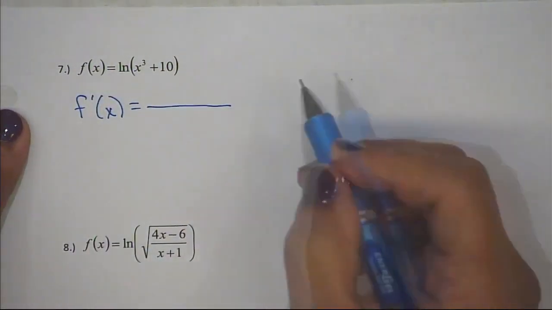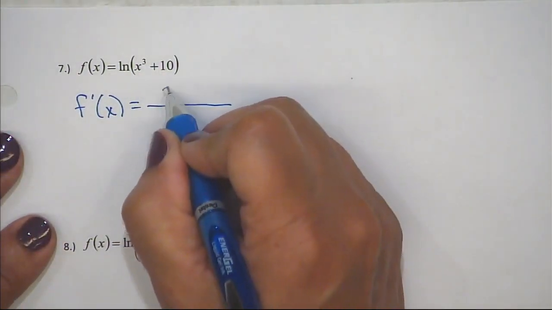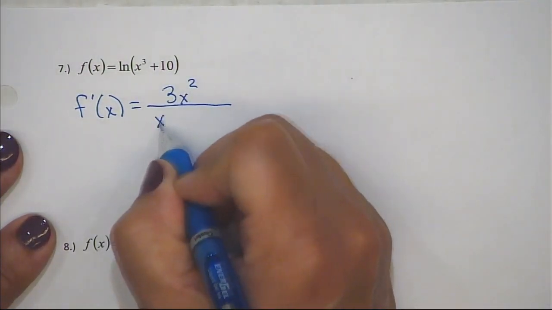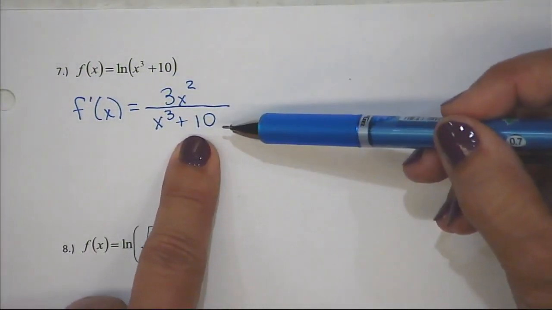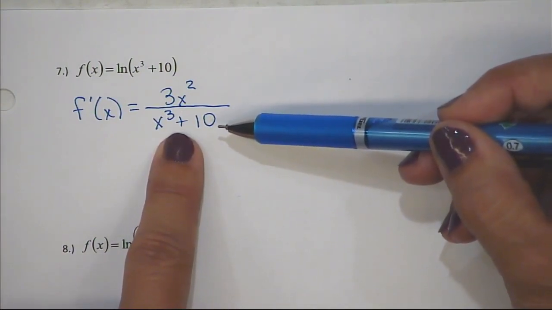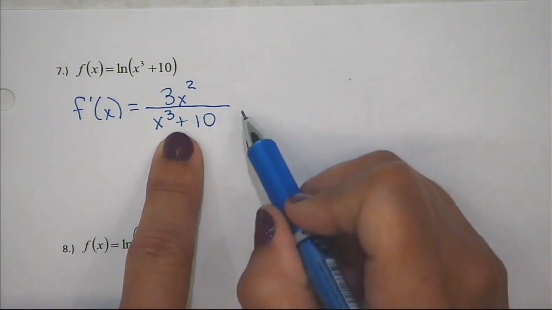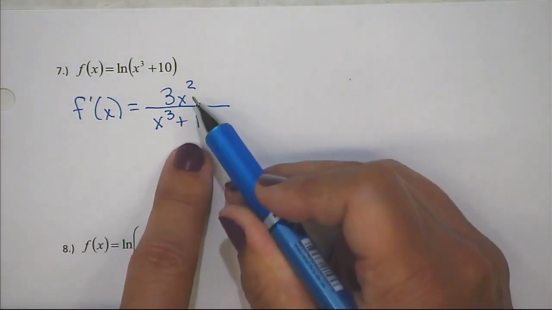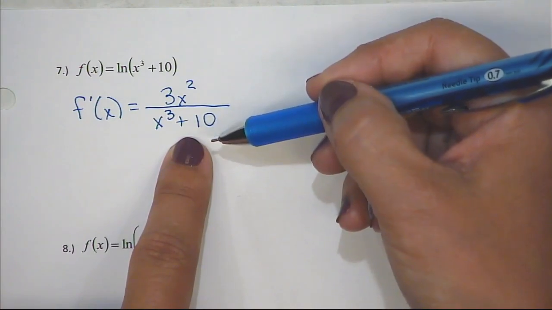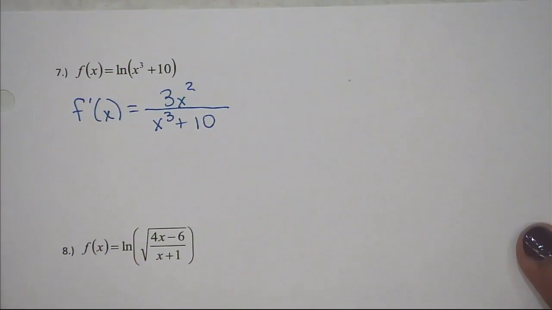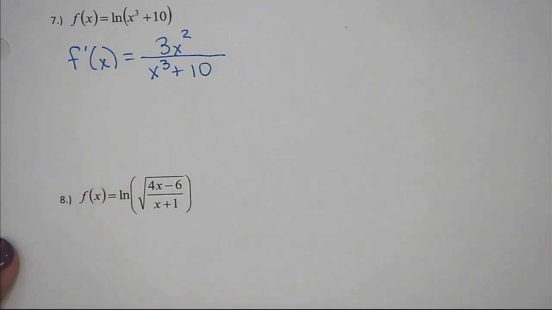But if you have the natural log of anything else, then that derivative is a fraction, and on the top you put the derivative of the inside. So the derivative of x cubed is 3x squared. And then you put the function, the whole function, on the bottom, because it's 1 over whatever's in parentheses, which is the function itself. And then think about the chain rule. Then you have to multiply by the derivative of the inside. So instead of putting times 3x squared over here, you just put it in the numerator. So the derivative goes on top. The function goes on the bottom. So that's your derivative.